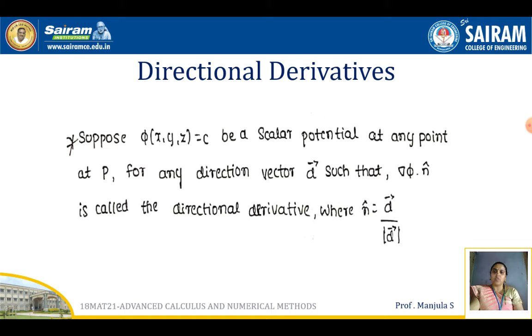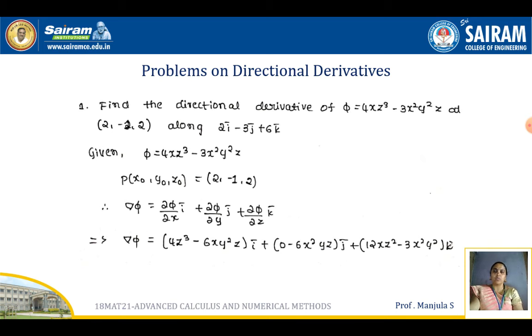Suppose phi of x, y, z equals c is a scalar potential at any point P. For any direction vector D, del phi dot n cap is called the directional derivative, where n cap is nothing but vector D divided by the modulus of vector D. Here the formula of directional derivative is del phi dot n cap. This only we have to remember. Now based on this we'll do a few problems.